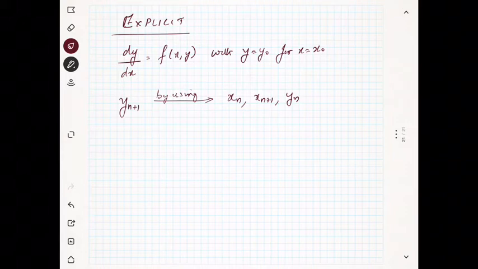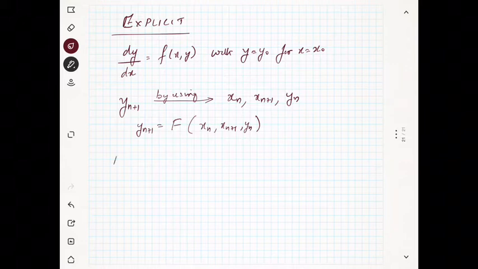That means we will be calculating yn plus 1 as some function of xn plus 1 and yn. What is this some function? Some function means we will do some operation on xn plus 1, yn etc., and we will obtain yn plus 1. So this is known as the explicit method.